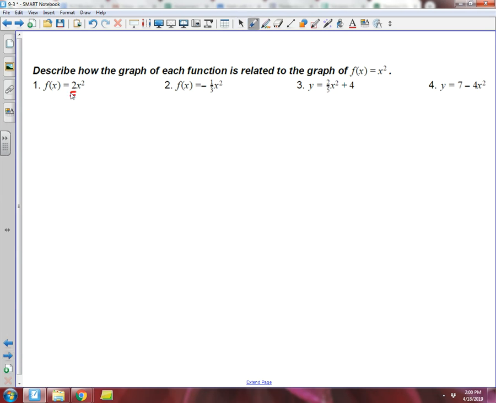Does everybody see this 2 right here? That means it is stretched by how many? Is there anything else attached to that function that would change it at all? Not at all.